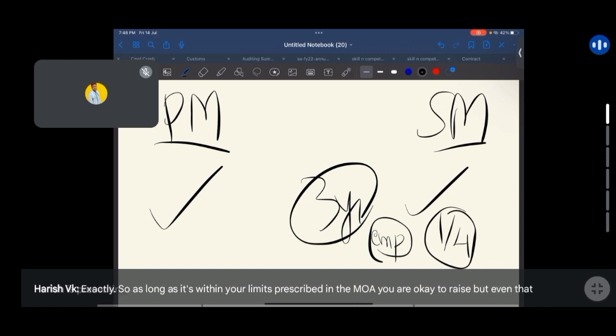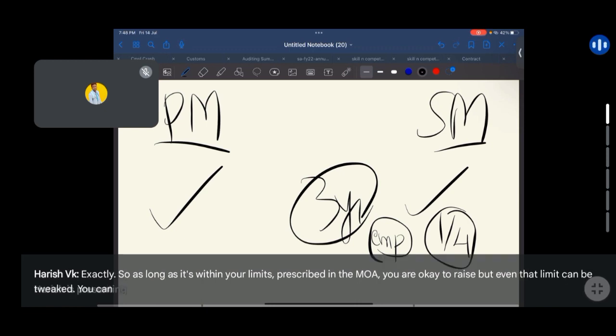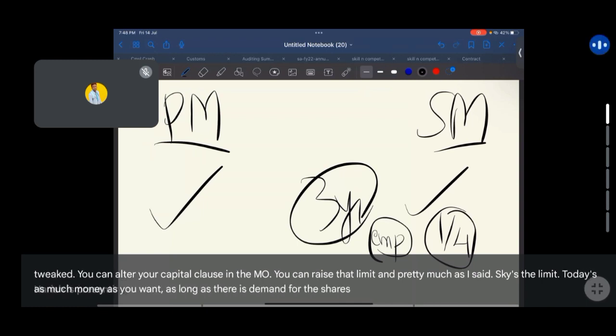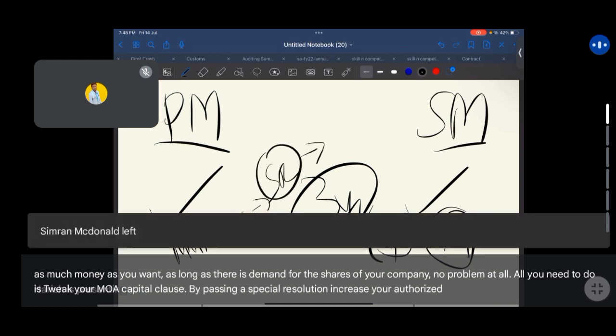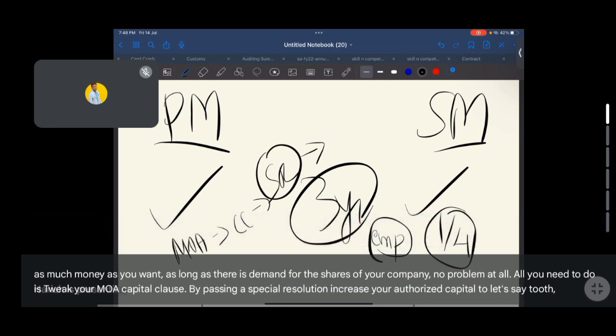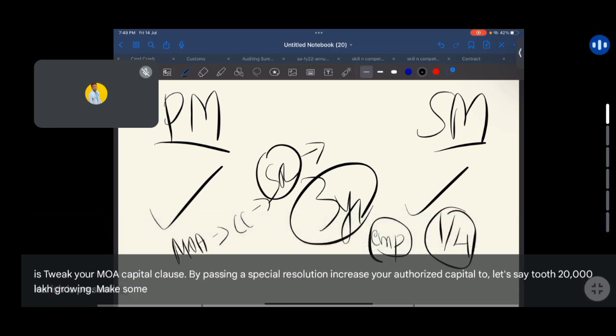But even that limit can be tweaked. You can alter your capital clause in the MOA. You can raise that limit, and pretty much, as I said, sky's the limit. Raise as much money as you want as long as there is demand for the shares of your company. No problem at all. All you need to do is tweak your MOA capital clause by passing a special resolution, increasing your authorized capital to, let's say, 20,000 lakh crore. Make some ridiculous number that nobody even wants. So keep it at that limit, and you don't even have to alter it.